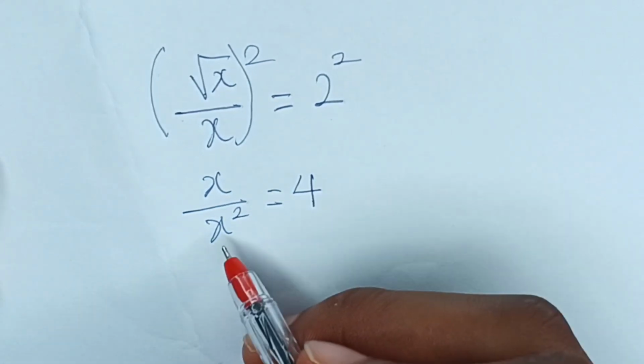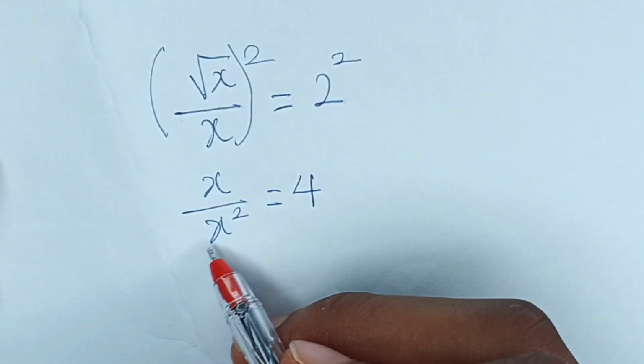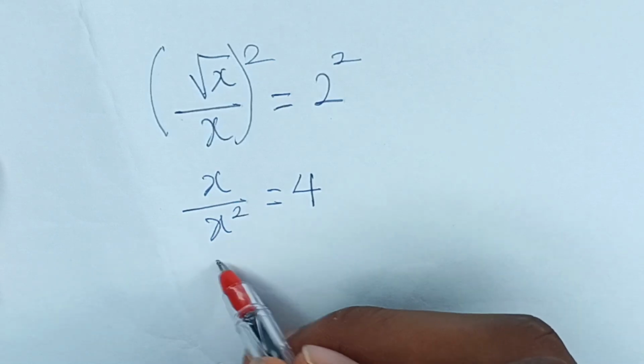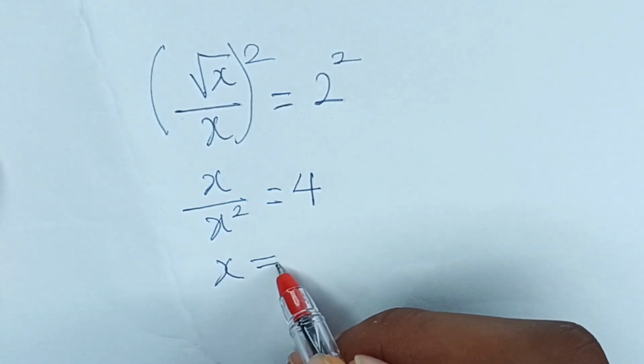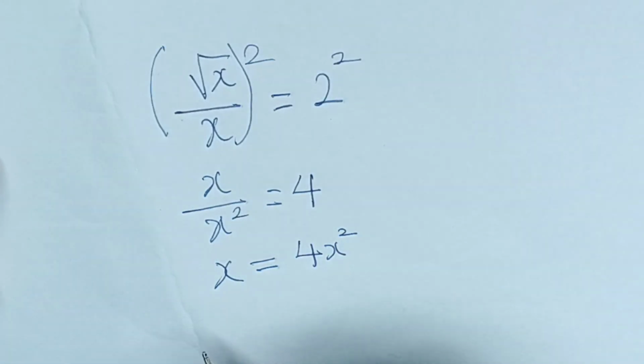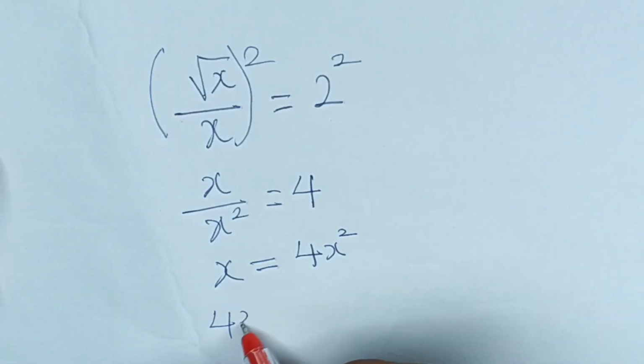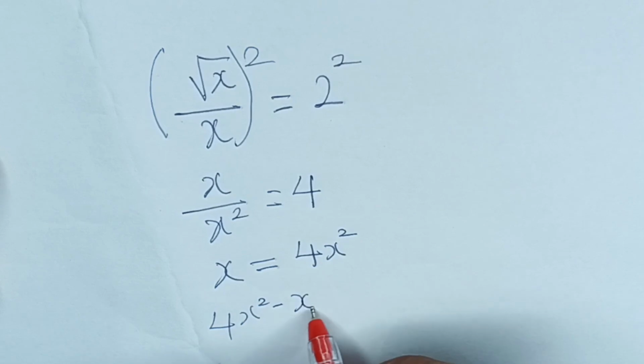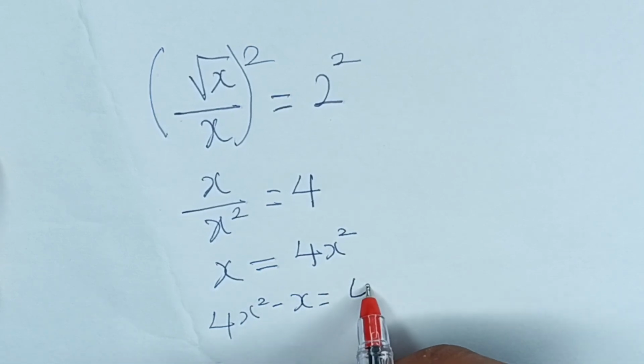Alright, now we multiply both sides by x squared. x squared times this side will give me x, which is equal to x squared times 4, which is 4x squared. Okay, so from here we have 4x squared minus x is equal to 0.